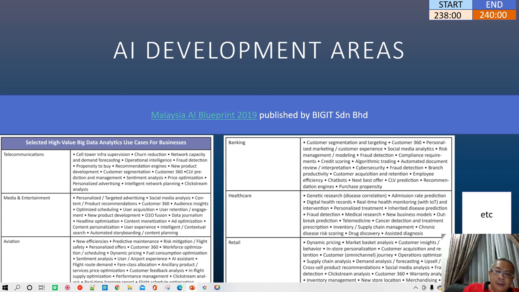they have identified certain sectors. Telecommunication sector, this is where you can apply AI to build cellular towers, to supervise, to reduce the customer churn, so that customers don't move to another telco. Network capacity, manage capacity, manage demand, like I said just now, where you can auction your network. Operational intelligence, that is to manage your intelligence.